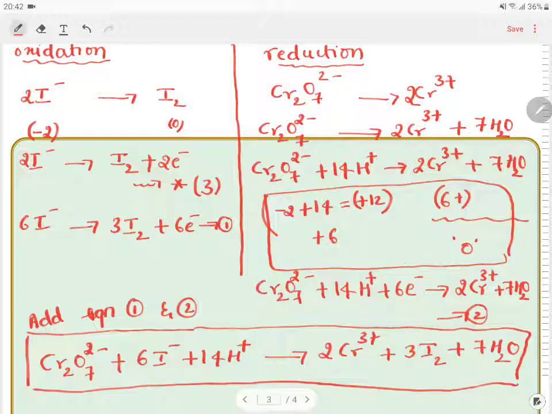Just check once again. 2Cr and 2Cr, 7 oxygen and 7 oxygen, then 14H plus and 14 hydrogen, 6 iodine and 6 iodine. This is how we can solve it. Thank you.